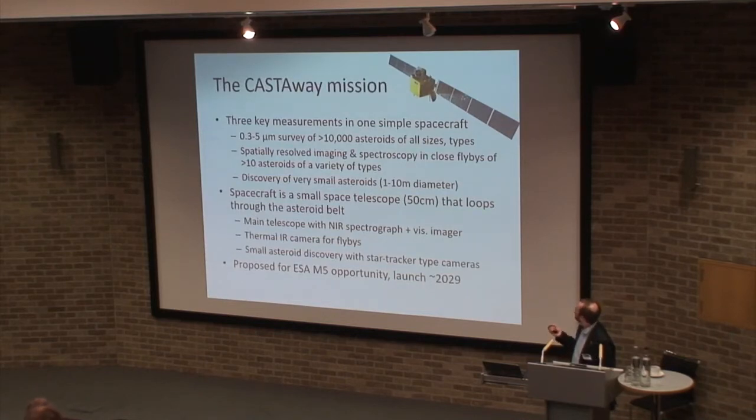And the trick for doing this is that you take the small space telescope and you send it to the asteroid belt, instead of having a space telescope in Earth orbit or near Earth, where you need to have a very large mirror to be able to detect the smallest asteroids. And as I said, this was proposed for the ESA M5 opportunity for launch in 2029.